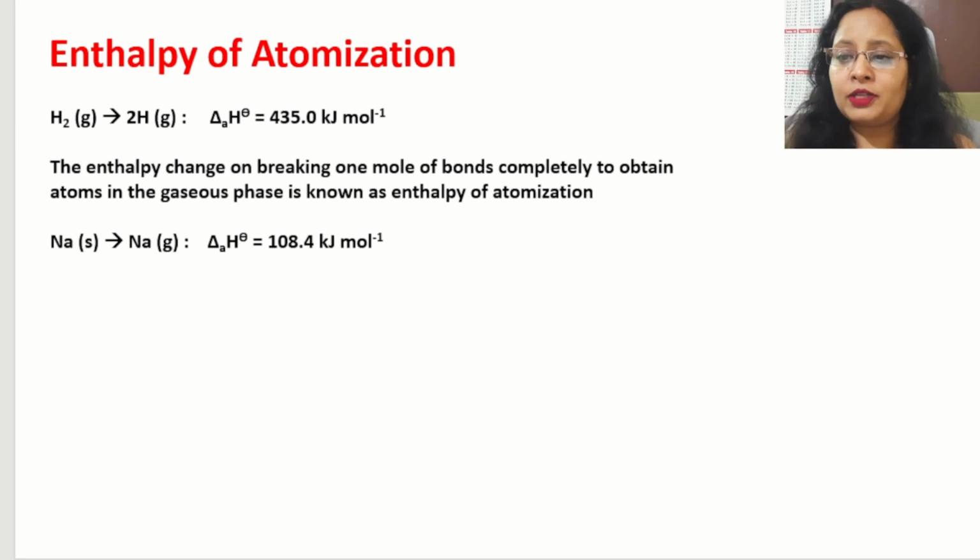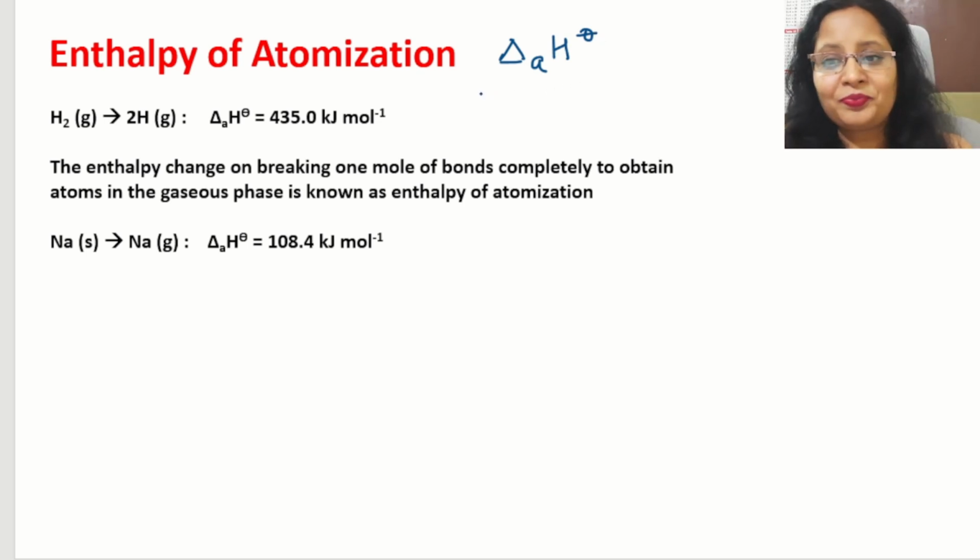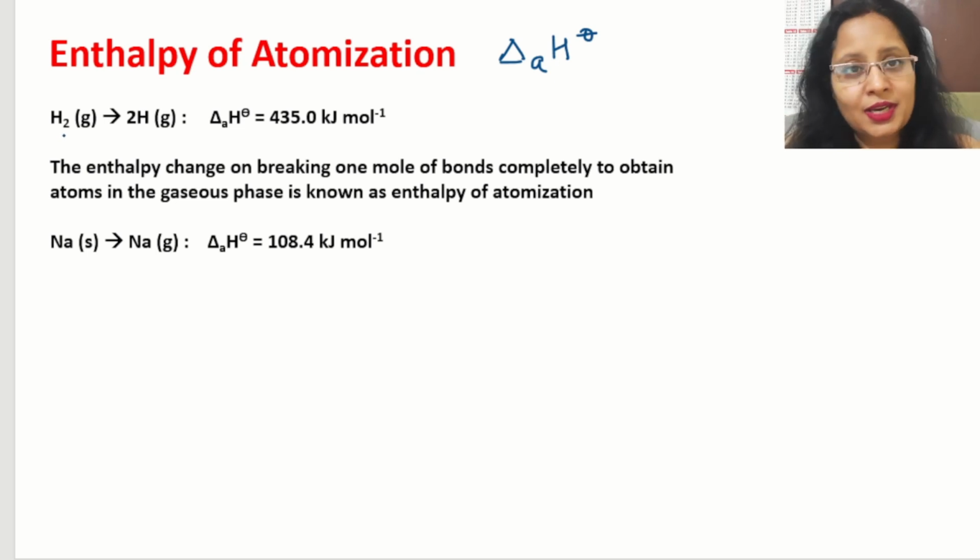Enthalpy of atomization, first understand how to write it. It's delta, atomization with a small a, then enthalpy, and the standard sign. So this is the symbol. Now let's have some examples to understand better.